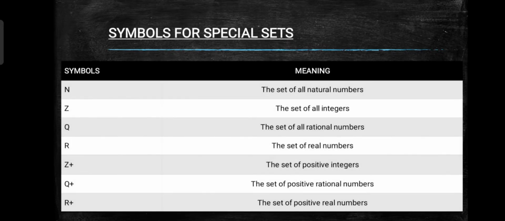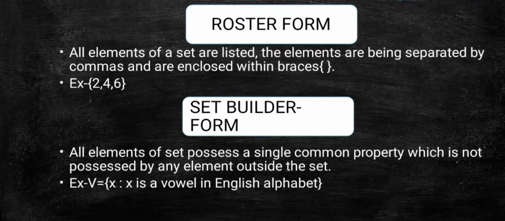Throughout this chapter you'll have a lot of symbols that you'll have to use, so I've given them in a table so that you can understand them better. N means the set of all natural numbers, Z the set of integers, Q rational numbers, and R real numbers. Z plus is for positive integers, Q plus for positive rational numbers, and R plus for positive real numbers. So it's pretty obvious. You just have to mug it up.